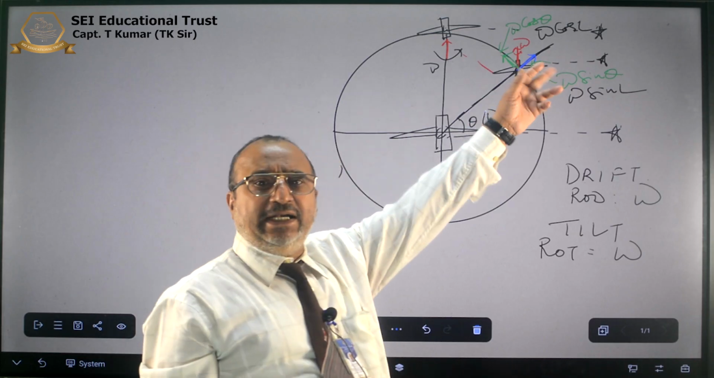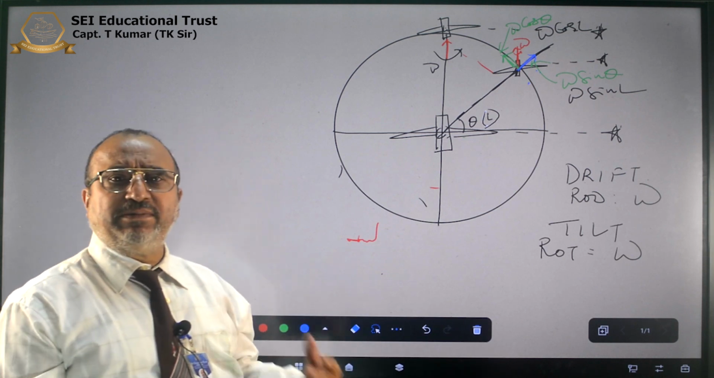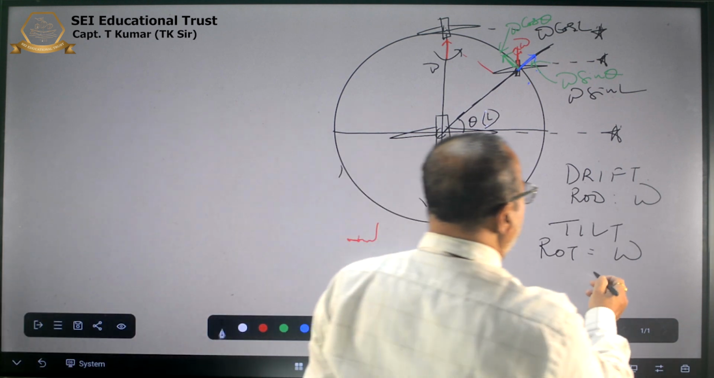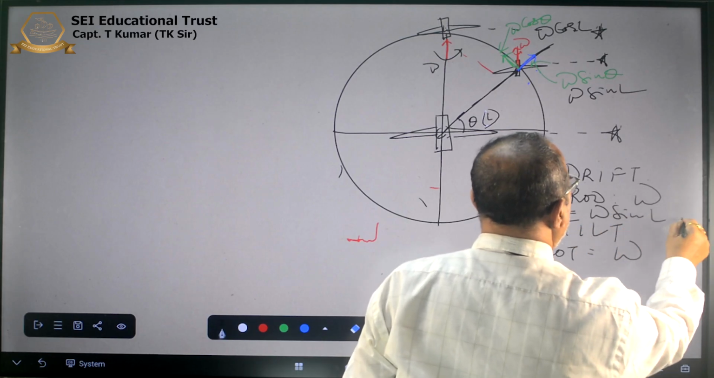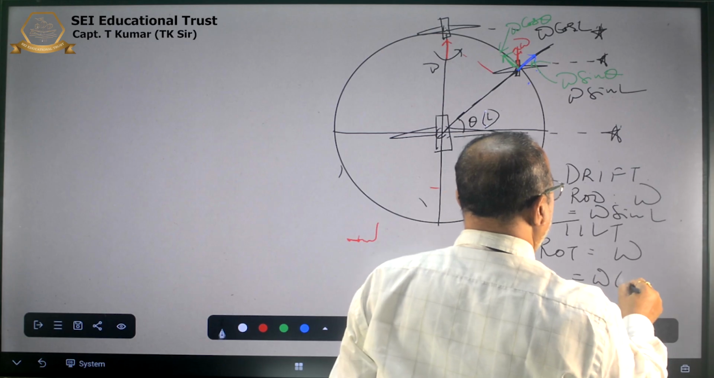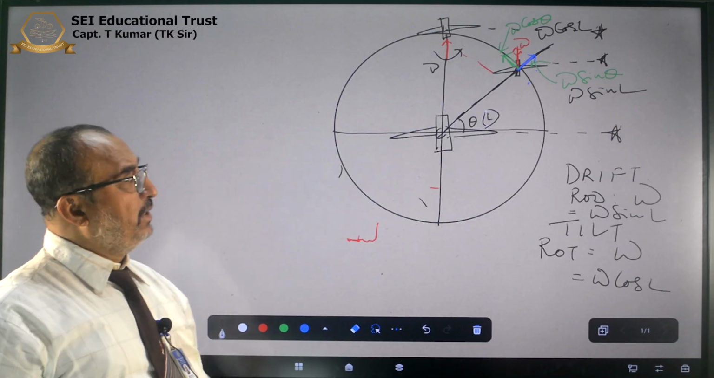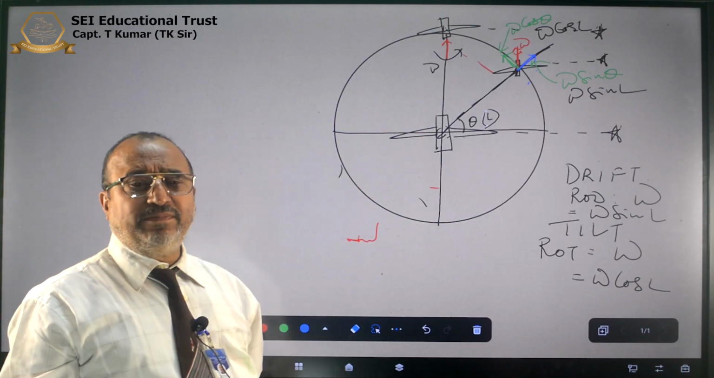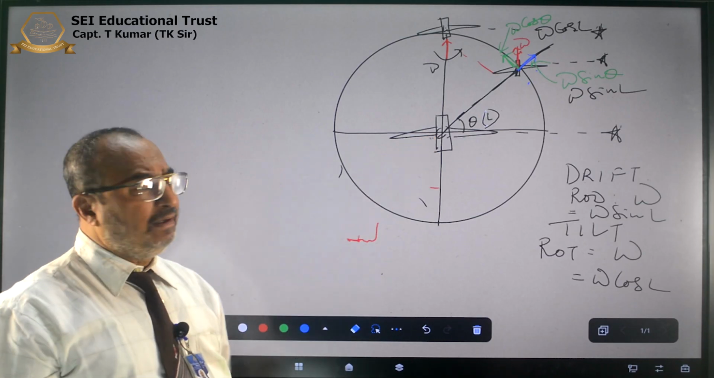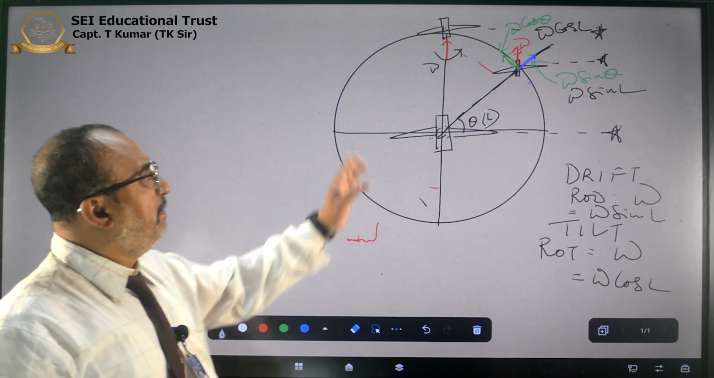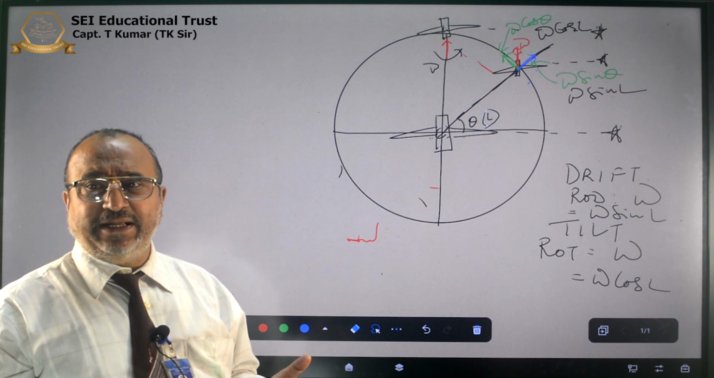The omega sin lat is responsible for the rate of drift and omega cos lat is responsible for the rate of tilt. So it becomes: rate of drift is equal to omega sin lat, and rate of tilt will be omega cos lat. This is how it behaves. As you see, on the pole there is no tilt but only drift. On the equator there is a tilt but no drift. At any other latitude, both drift and tilt will be there.